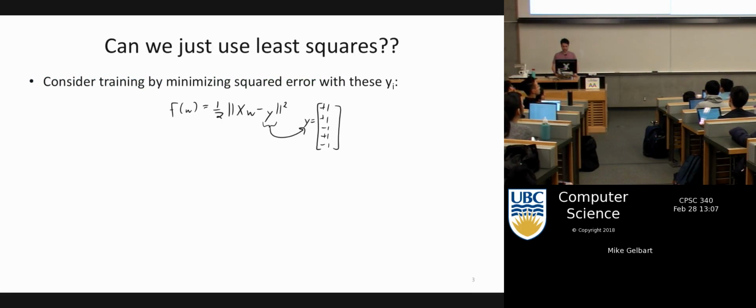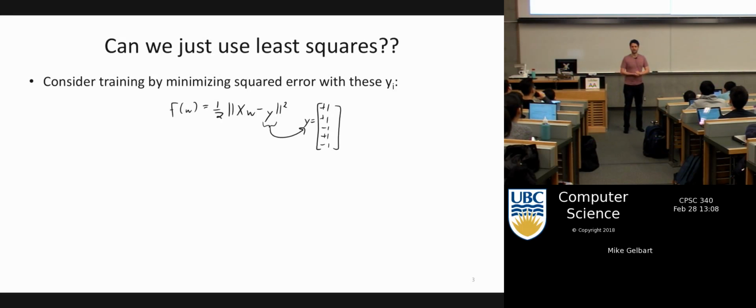So, how about this? Why don't we just use squared error as our loss function? Well, I want to explain why this isn't a good idea for classification. What we could do is just say we're encoding our y values as +1, -1. Let's just try to make the thing as close to that as possible.